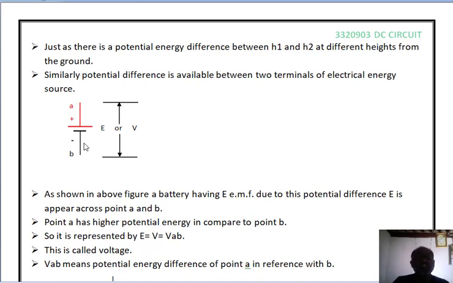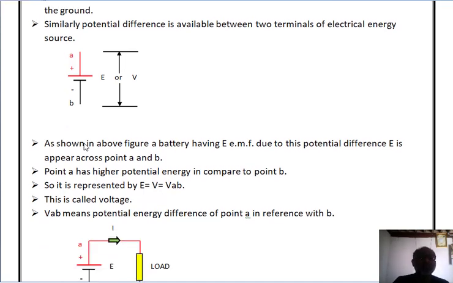So VAB is nothing but the potential difference between points A and B, and it is called voltage. Remember, whatever potential difference is available across these two points is called voltage, and VAB means the potential difference of point A with reference to point B.